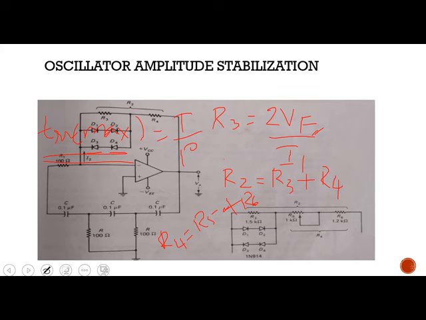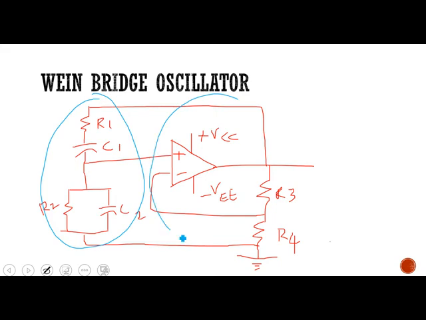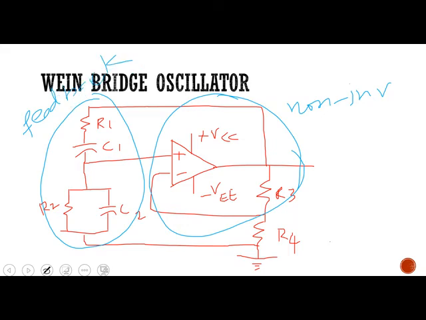The next type of oscillator which generates a sine wave is the Wien-Bridge oscillator. In the Wien-Bridge oscillator, we have this as our feedback network, and this is the non-inverting amplifier along with resistors R3 and R4. This part is the non-inverting amplifier and this part is our feedback.